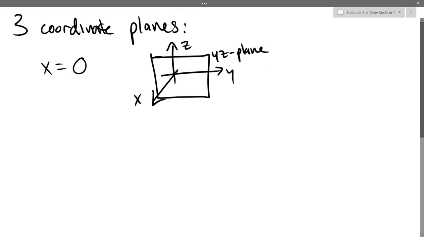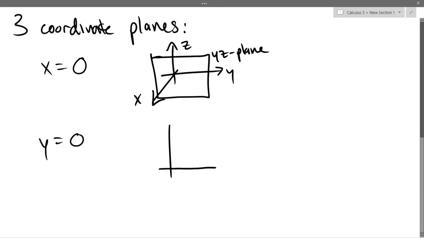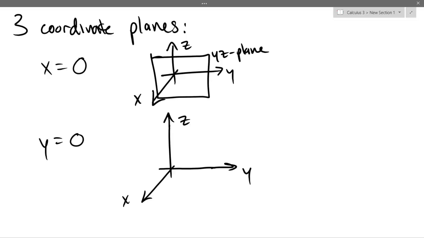All right, so that's x equals 0. We'll just go in order. y equals 0. What's a good way to describe the y equals 0? It's certainly going to be a plane. So what plane will the y equals 0 plane be? So that'll be the xz if we keep it alphabetical. So that's the one that's sort of vertically coming out of the paper.